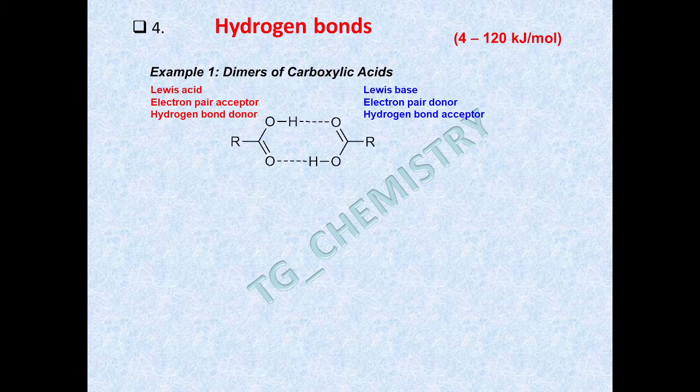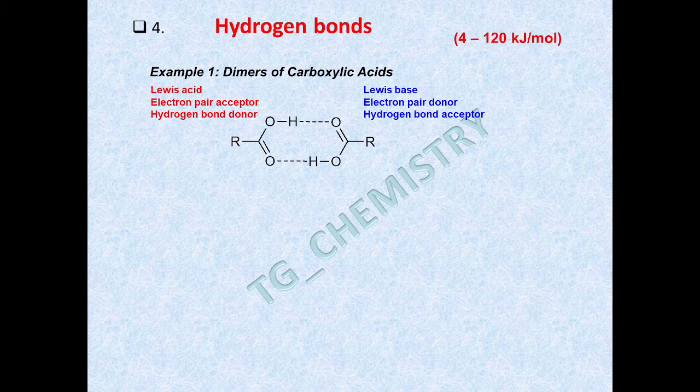Then comes the very significant one, the hydrogen bond, which usually has energy of 4 to 100 kilojoule per mole. Here you can see an example of the dimers of carboxylic acid. But before I move into the discussion around this, we need to understand that a hydrogen bond is a primarily electrostatic force of attraction between a hydrogen atom, which is covalently bound to a more electronegative atom or group, and another electronegative atom bearing a lone pair of electrons, which is said to be the hydrogen bond acceptor.